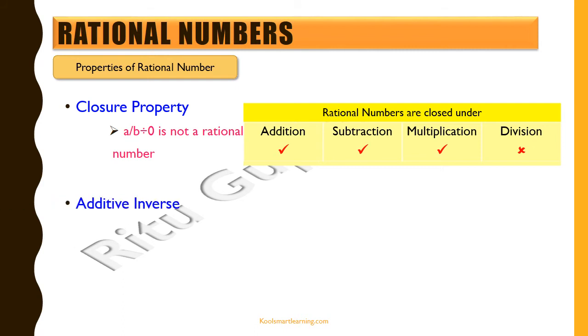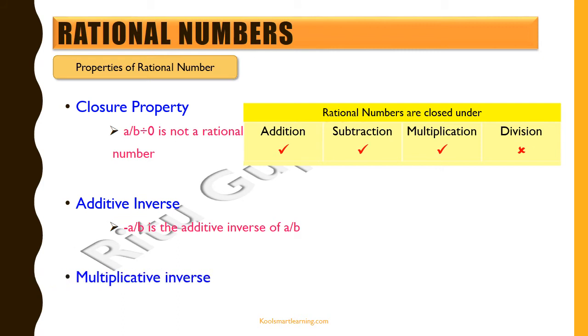Now, additive inverse. What does the additive inverse actually mean? Additive inverse is the number which when added to the same number results in a 0. So in case of a rational number a by b, we have to find the additive inverse of a by b. Clearly, if we add minus a by b to a by b, the result would be 0.